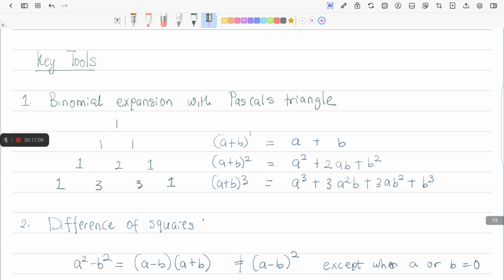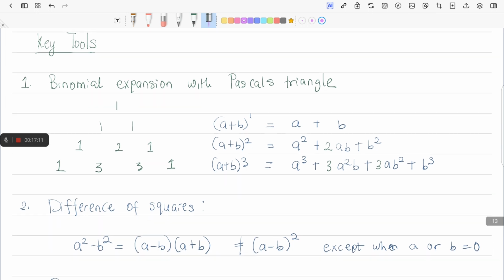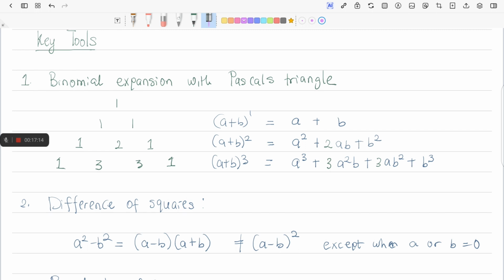I'll just go over the key tools we used in these exercises. Number 1 is the binomial expansion with Pascal's triangle. This is very important, and this is just a brief introduction to it. But what Pascal's triangle does is to give you coefficients for when you are expanding expressions of the form a plus b raised to the power of n. So when you're expanding this kind of expression, you use the corresponding rules in Pascal's triangle. So for example, for a plus b raised to the power of 1, I simply take these coefficients 1 and 1, and I have a plus b.